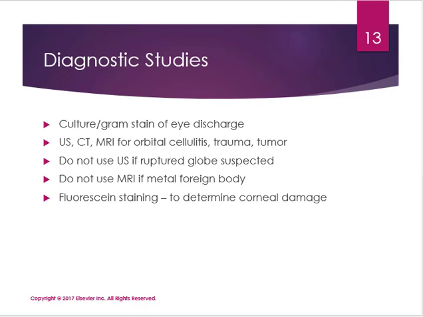If you need to conduct some diagnostic tests based on what your concerns are, some that are common with eyes include culture and gram stain of eye discharge. You could order ultrasounds, CTs, or MRI of the orbits for cellulitis to rule out trauma or any tumors. It's important not to use ultrasound if you have concerns for a ruptured globe. You don't use an MRI if there's concern for a metal foreign body in the eye. And then fluorescein staining is used to determine any corneal damage.